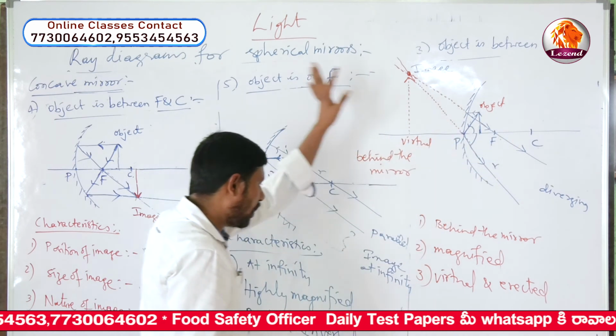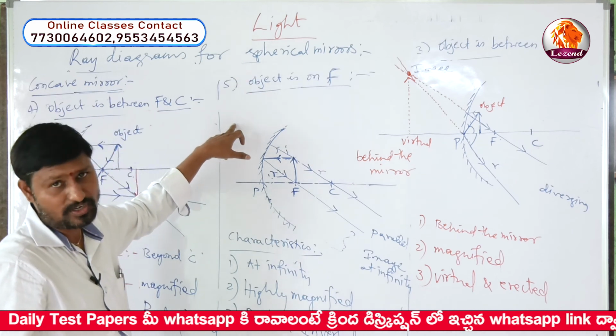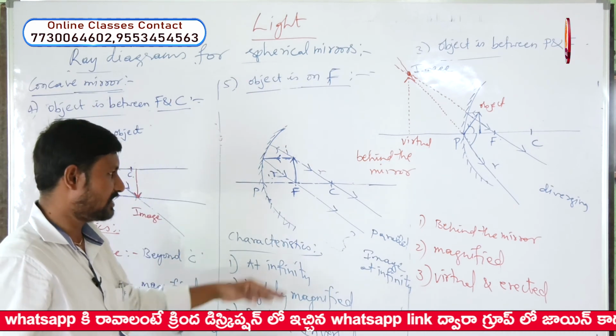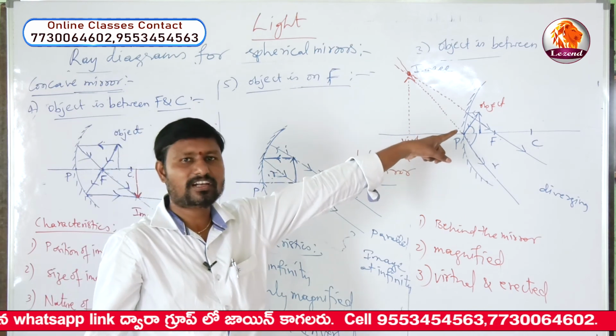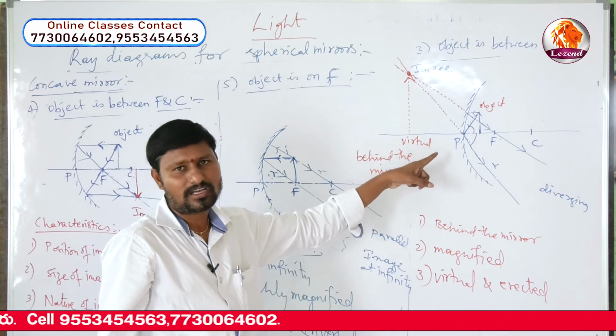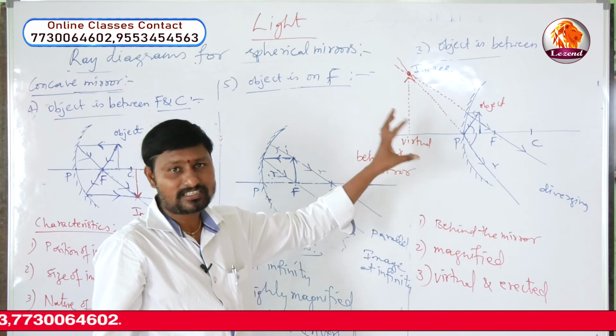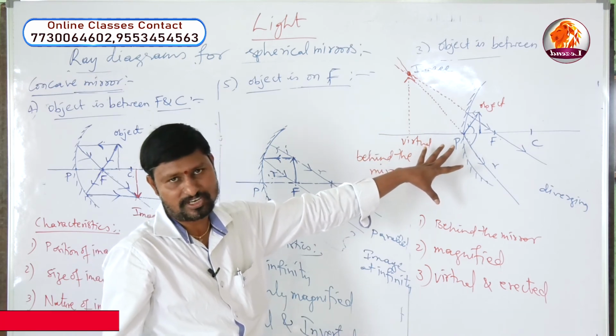If you compare all the ray diagrams, every time a concave mirror forms a real and inverted image in front of the mirror. But at only one position, the image is formed virtual and erect. So this is a special case, and this is one of the important questions they ask repeatedly in the examination.